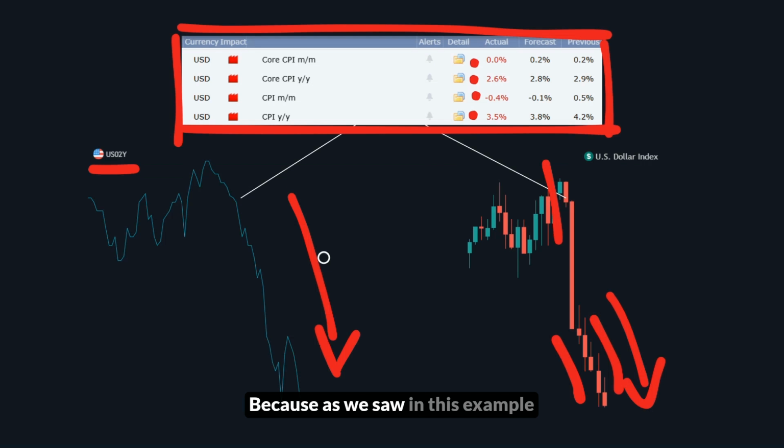Because as we saw in this example right here, a soft CPI that changed the expectations for what the central bank was going to do next creates a nice tradable trend.